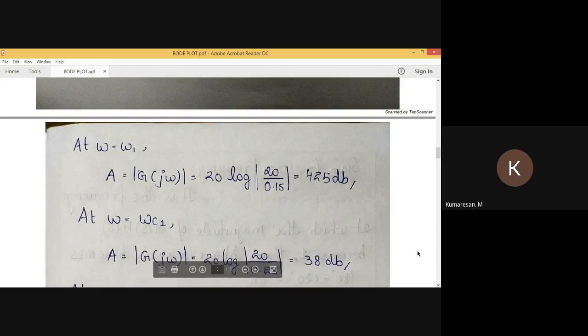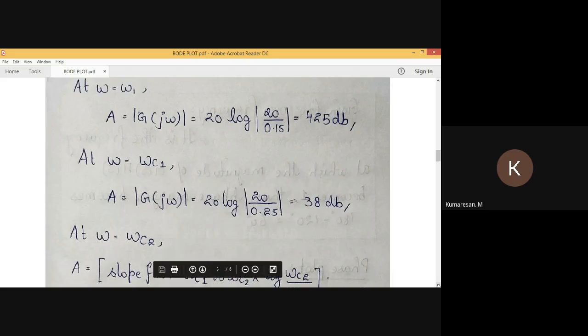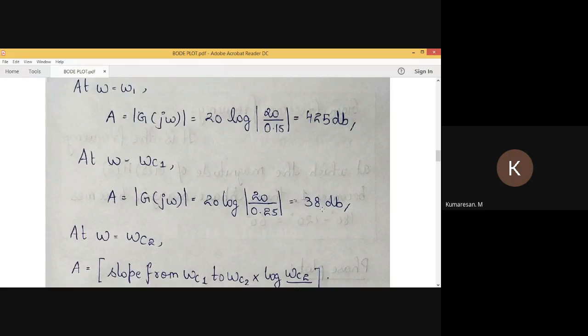Next, the first frequency we get from the transfer function is nothing but 0.25. So A, the amplitude, equal to the magnitude of G of j omega, is 20 log of 20 divided by 0.25, equal to 38 decibel.